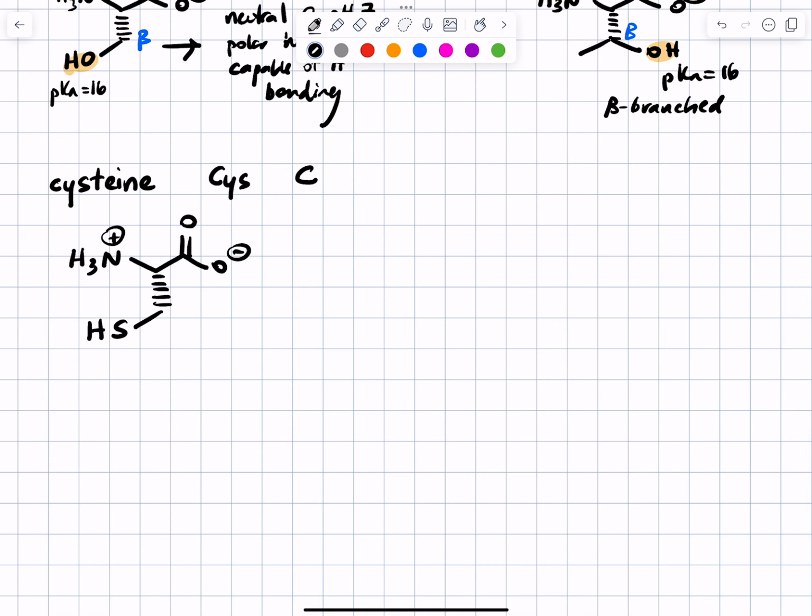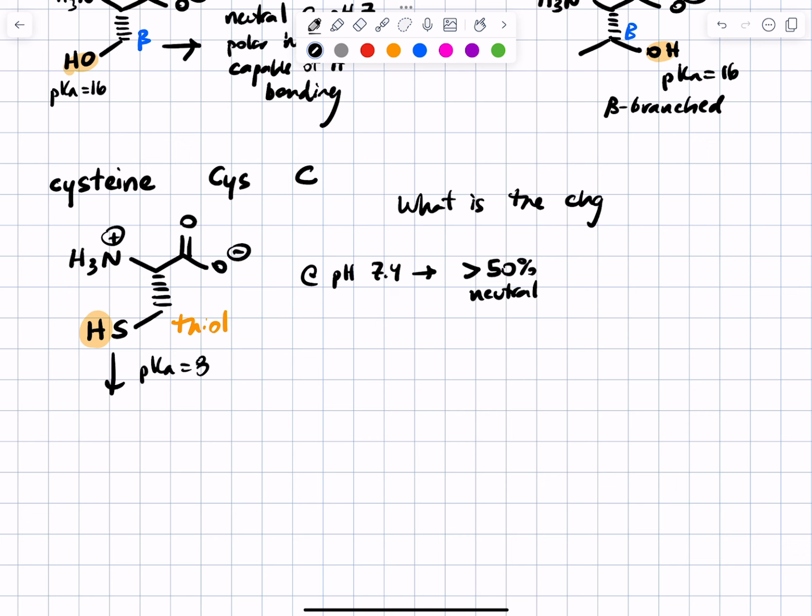The pKa of this thiol, that's the functional group, is 8. So at physiological pH, you would say it's greater than 50% neutral. And so for the what-is-the-charge questions at pH 7.4, the answer is going to be neutral. Of course, if the pH was greater than 8, we would say negatively charged.